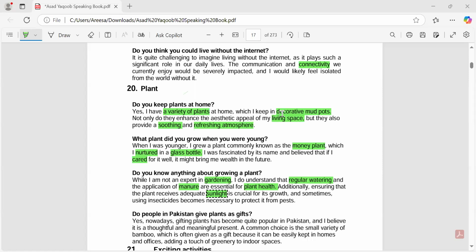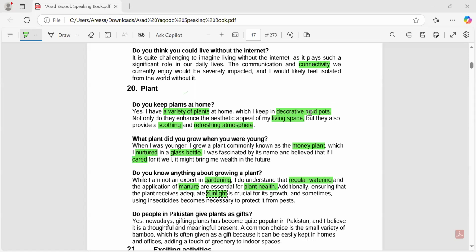Another is decorative. Decorative means sometimes we use certain kinds of pots for decoration purposes, but certain mud pots are specially used for growing plants. So we now have decorative mud pots, and we can say we grow different plants and vegetables. Even if we live in a remote village, we have land and fields where we can grow. But if we are in a city, most of the time people use mud pots. These are made from mud.